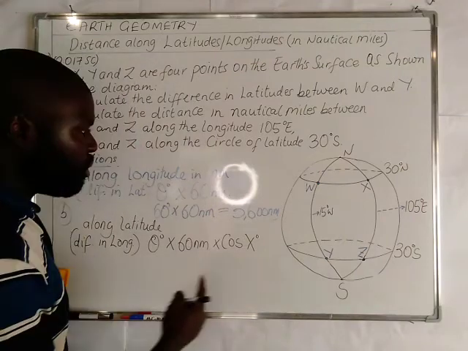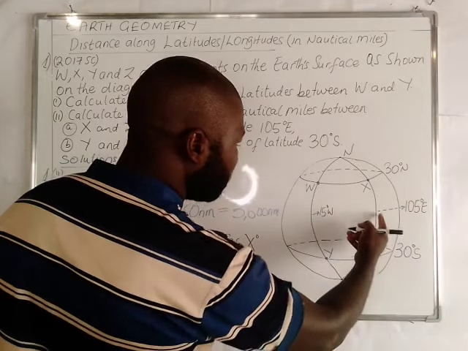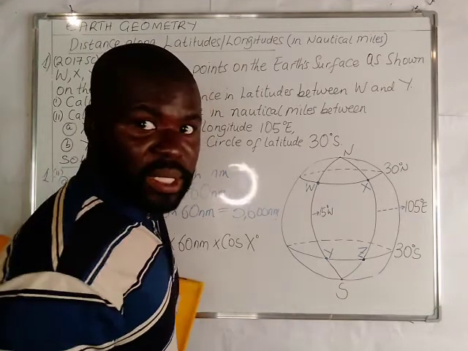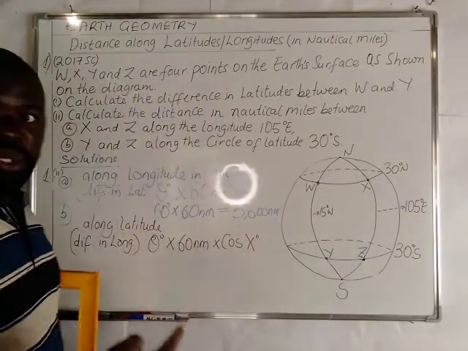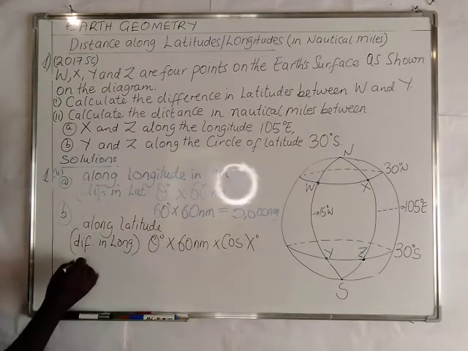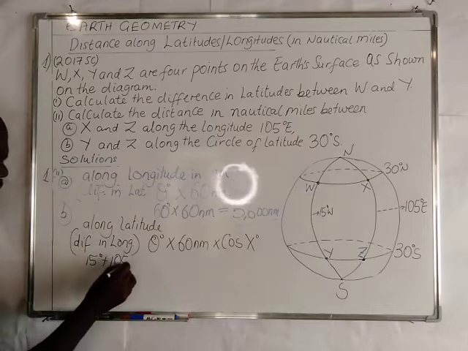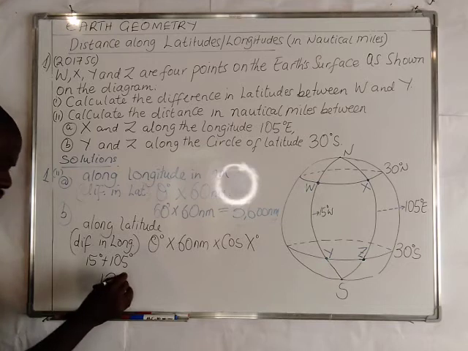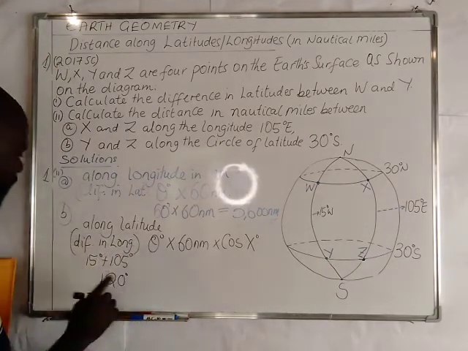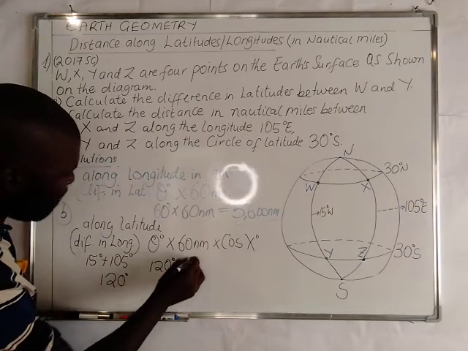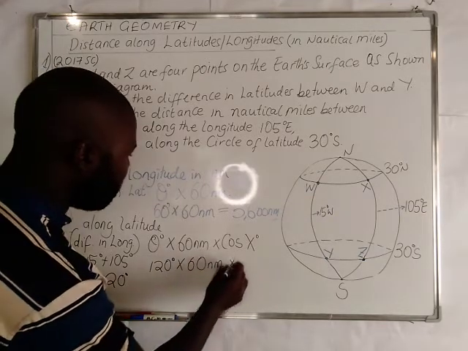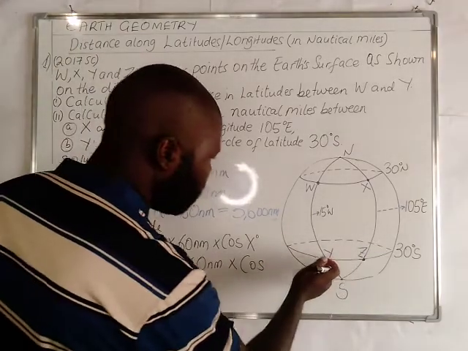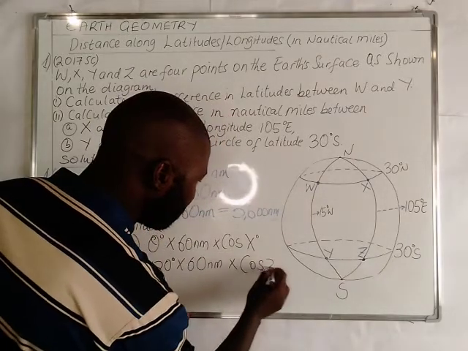So all we need to do is to get the difference in longitudes. So y is on 15 degrees west, z is 105 east. So you can see again here there's a rule where if they are on different sides of the Greenwich, for example, this one is east, this one is west, then we are supposed to add to get the difference. So we have 15 degrees plus 105 degrees, which simply now gives us 120 degrees. So this 120 degrees will represent our theta here. So where we have theta, we are going to put 120 degrees, then multiply by 60 nautical miles. Then multiply by cos the name of the latitude where the two places are, which is 30 degrees south.